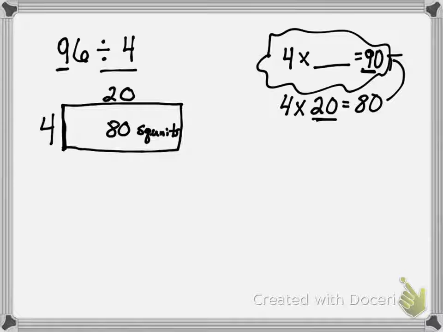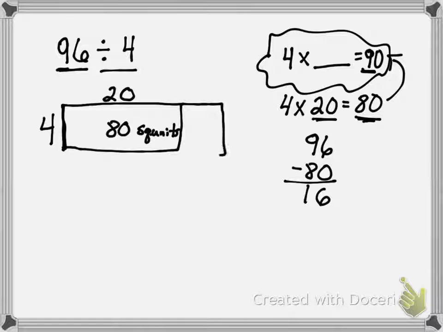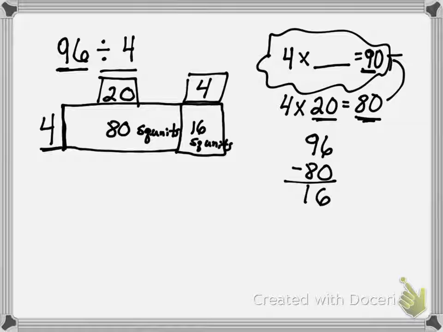So now we have to think about, now that we took 80 away from this 96, how much are we left over with? We're left with 16. So now we're going to add on to our rectangle, and we're going to put 16 squared units over here. And we need to think of 4 times what gives us 16. It's 4 times 4 is 16. So we need to take this number and add them together, and we get an answer of 24.